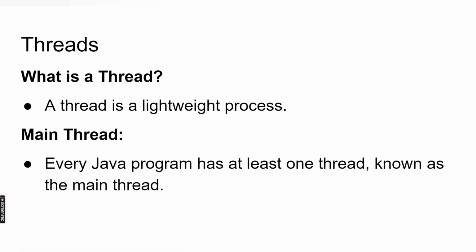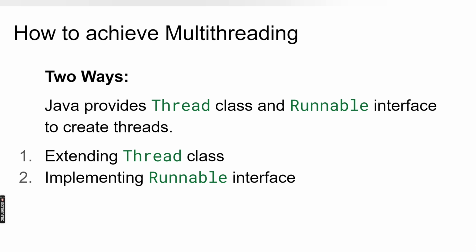But what is a thread actually? Because we say multithreading is a process of executing multiple threads simultaneously. What is a thread? So a thread is a lightweight process. Every Java program has at least one thread known as the main thread. So in your Java program, you can have multiple threads, but we will have at least one thread in every Java program, which is the main thread. So that is about thread.